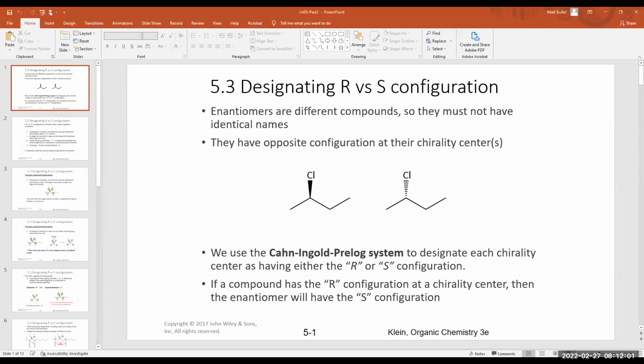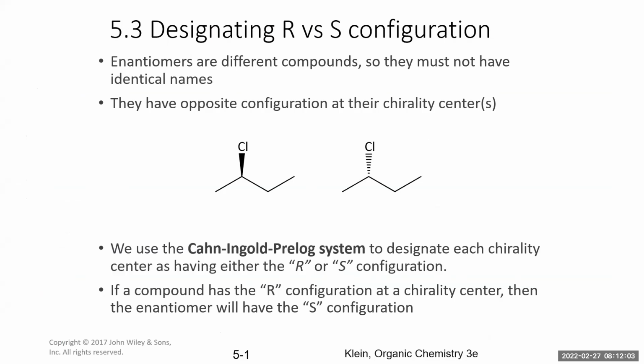Hello, everyone, and welcome to the lecture video on Chapter 5, Stereochemistry, Part 2. All right, so in Part 2, we're starting at Section 5.3, which is called Designating R versus S Configuration.